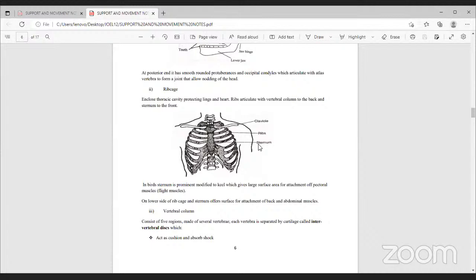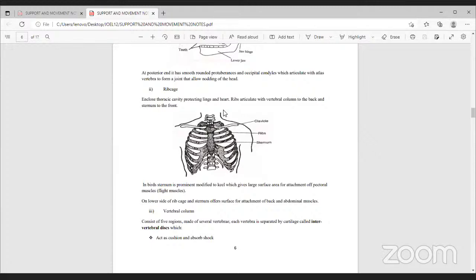So to the back, the ribs articulate with the thoracic vertebrae, and then to the front, they articulate with the sternum. You can see these ribs are running towards the back end of the rib cage, and then they articulate with the thoracic vertebrae. Then to the frontal end, the ribs are going to articulate with the sternum. You can see that.